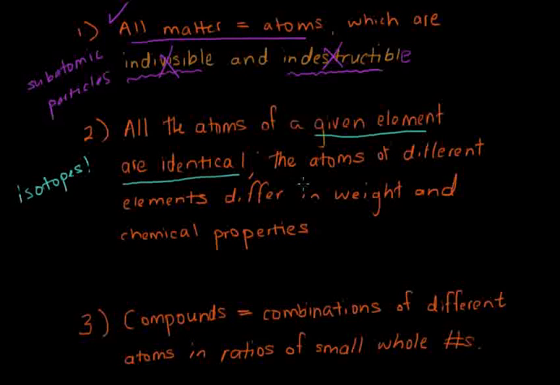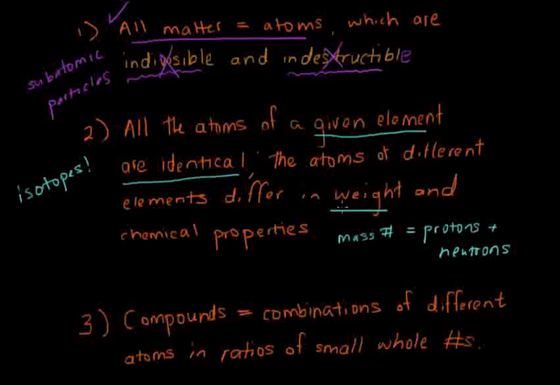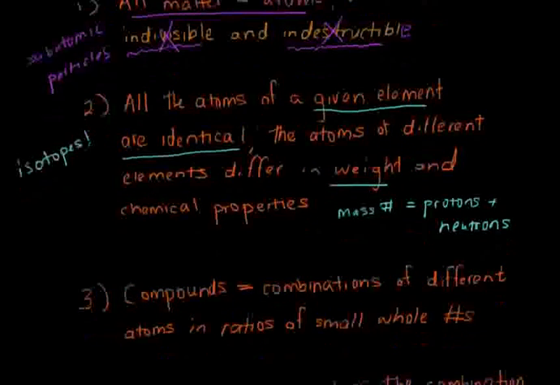What about this next bit? The atoms of different elements differ in weight and chemical properties. Well, we know the weight bit is true because mass number is equal to the number of protons plus the number of neutrons. Remember, the mass of an electron is pretty insignificant compared to the weight of protons and neutrons, so we don't really count those. We know different elements have different numbers of protons because it's the atomic number which defines an element, and we know they have different numbers of neutrons, so the atoms of different elements are going to have different weights. And of course they're going to have different chemical properties because we can get anything from gold to mercury as elements, and those things are very different with very different chemical properties.